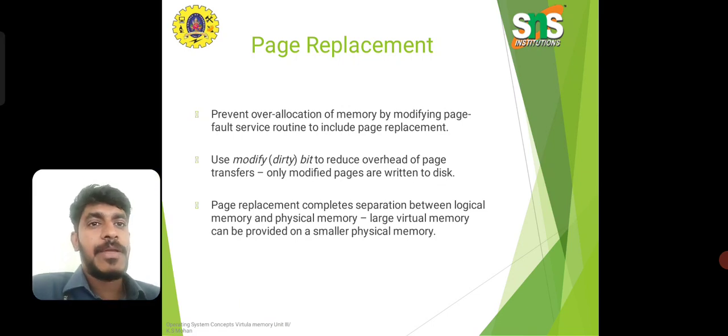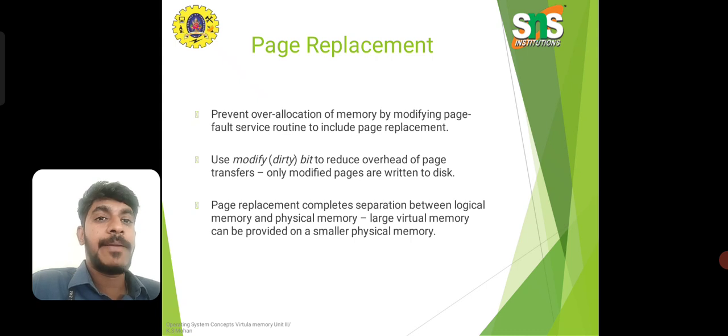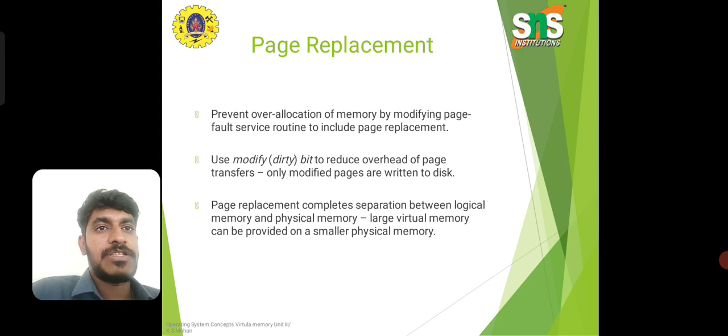Next we continue with page replacement. We prevent over-allocation of memory by modifying the page fault service routine to include page replacement. Use a modify or dirty bit to reduce the overhead of page transfers, so only modified pages are written to disk. Page replacement completes the separation between logical memory and physical memory, so a large virtual memory can be provided on a smaller physical memory.